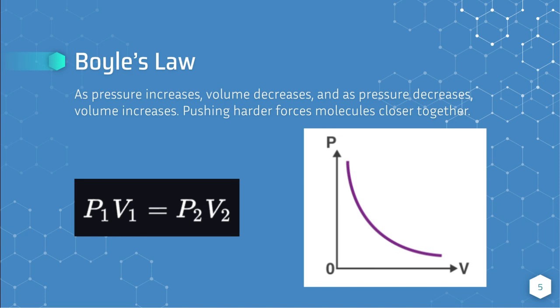Boyle's law. As pressure increases, volume decreases, and as pressure decreases, volume increases. Pushing harder forces molecules closer together. Here's the graph and the formula. P1 times V1 equals P2 times V2.